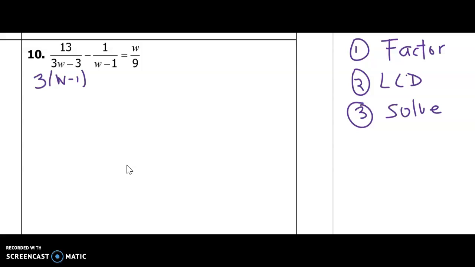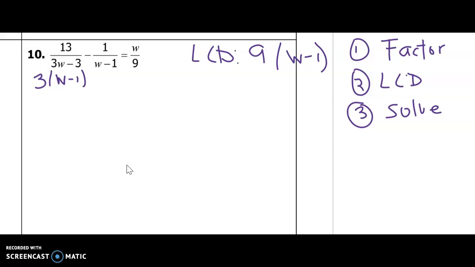Now we need to find our least common denominator. So what do they all need to have in them? If you think about just the numbers, 9 and 3, well, 9 is your GCF because 3 times 3 is 9. So we can pull that and multiply by 3. So our least common denominator has a 9, and they all also need to have a W minus 1. So that is our least common denominator.